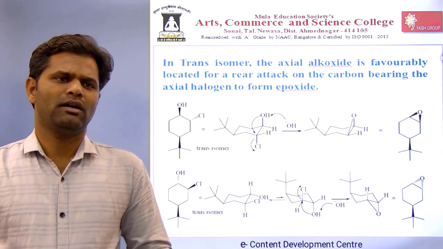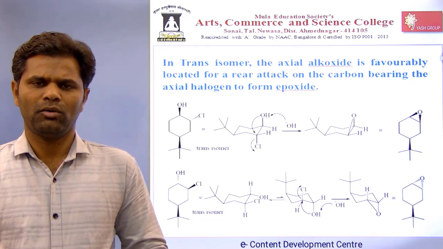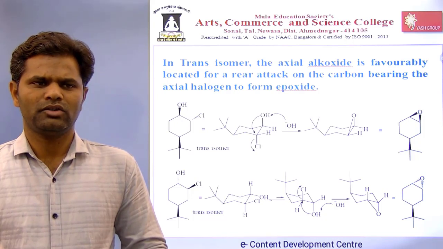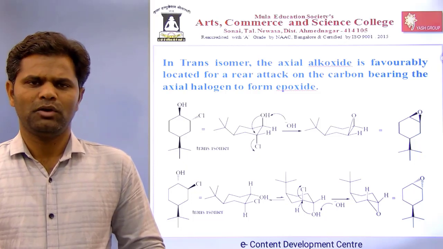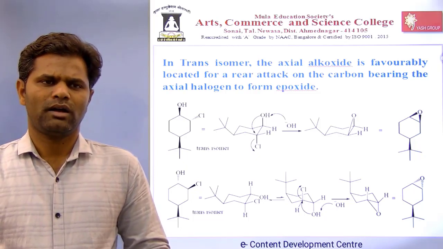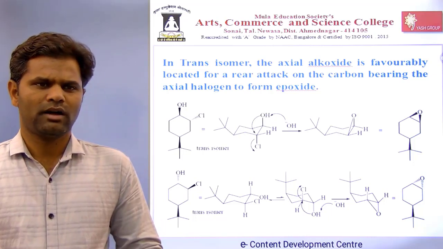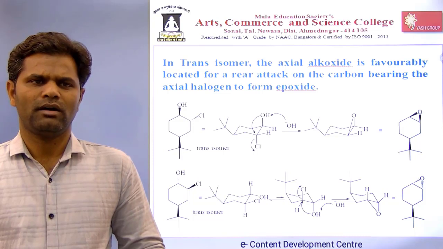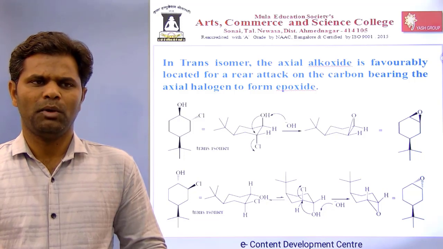The first one is the beta hydroxyl, the second is the alpha chlorine, and at the fourth position there is a tertiary butyl group with beta orientation. If we draw the chair conformation, there is an axial hydroxyl group, at the adjacent carbon there is an axial chlorine group, and at the fourth carbon there is an equatorial tertiary butyl bulky group.